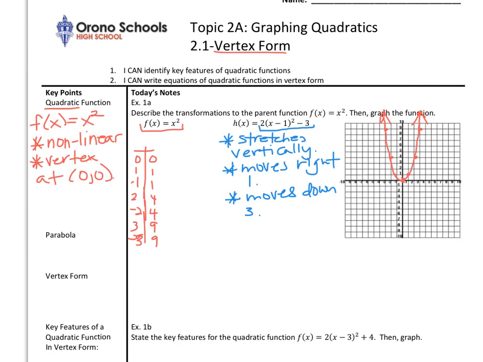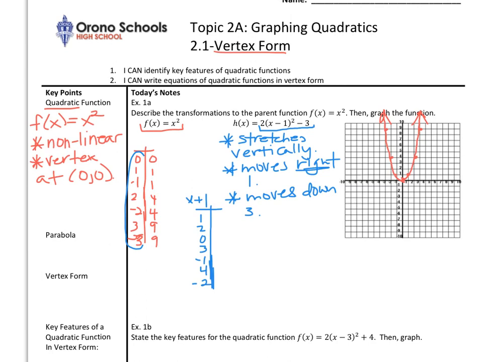Now let's take a look at how we can create a table with our x's and our y's. We know that anything moving left or right, or stretching or compressing horizontally, affects x. So our original value is just plain x. Since we're moving 1 to the right, we're actually going to add 1 to all of our x values. So let's do that first. Take everything in this column and add 1. We'd have 0 plus 1, 1 plus 1, negative 1 plus 1, 2 plus 1, negative 2 plus 1, 3 plus 1, and negative 3 plus 1.